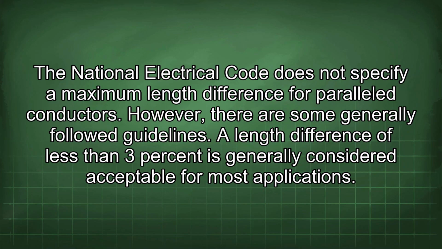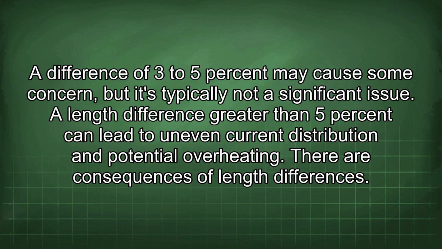The National Electrical Code does not specify a maximum length difference for paralleled conductors. However, there are some generally followed guidelines. A length difference of less than 3% is generally considered acceptable for most applications. A difference of 3 to 5% may cause some concern, but it's typically not a significant issue. A length difference greater than 5% can lead to uneven current distribution and potential overheating.